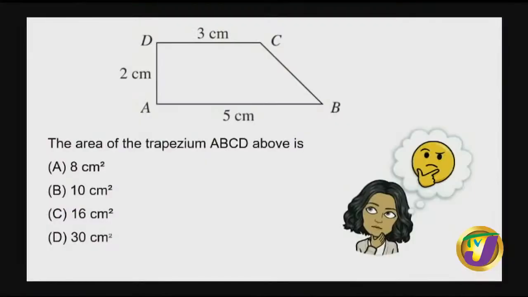So the area of the trapezium ABCD above is, now this question could not have been more straightforward. You're finding the area of the shape that is given. And you have some options there, which it's good to pay attention to for your guide. Now, how do you find the area? Area is that region that's covered by the bounded shape. So we're talking about all that's in here.